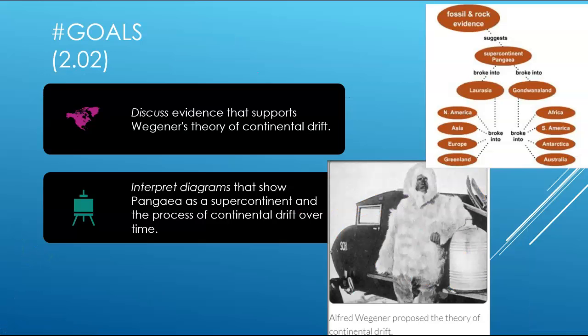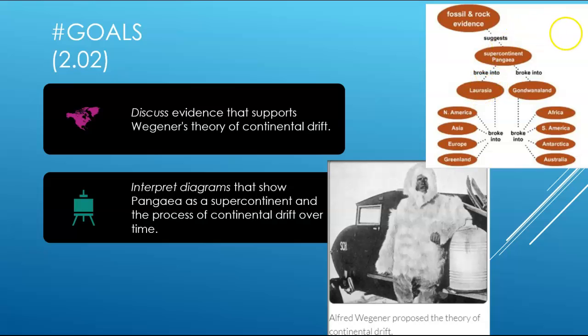Okay, this moves us along to lesson 2.2, where we look at how did Wegener come up with this idea? How did he come up with the idea of continental drift? Well, he started first to look at fossil evidence and look at rock evidence. So I'm looking up here at our concept map, and this evidence suggested to him that maybe there was a supercontinent.